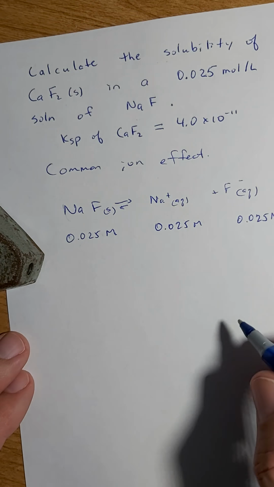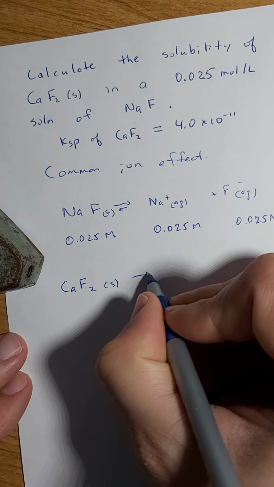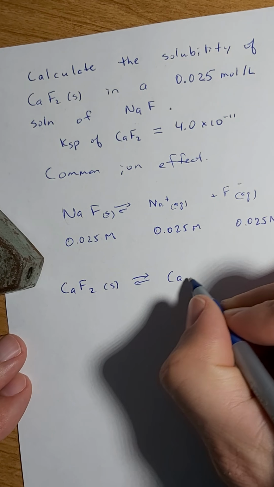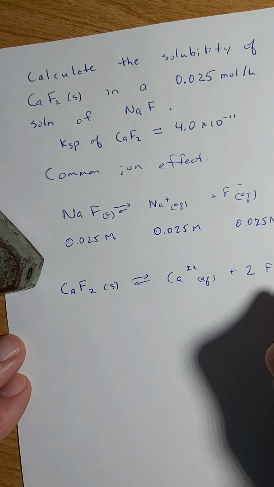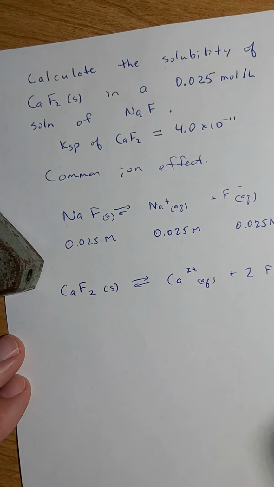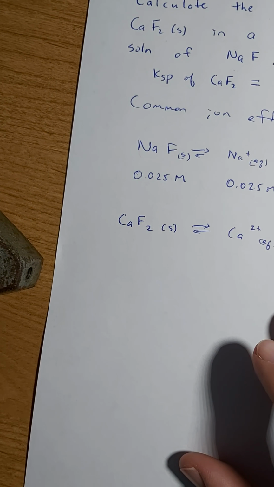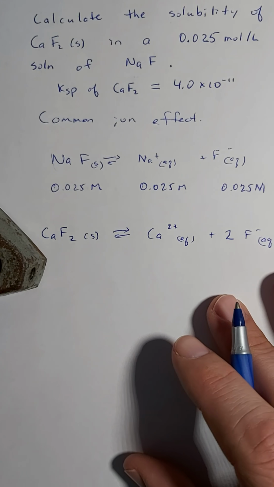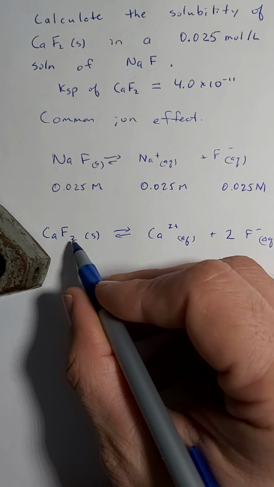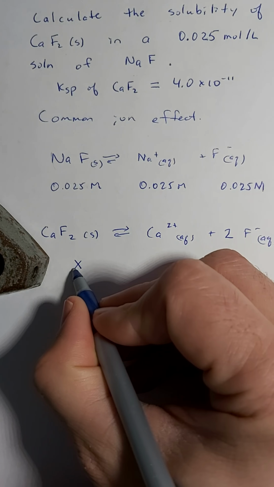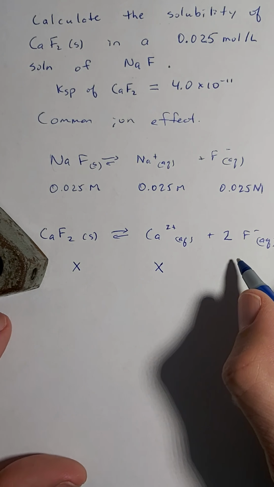Now I'll write the reaction for the one that I'm actually interested in. CaF2 gives Ca2 plus and 2F minus. So how much of this is going to dissolve? We could say X, because I'm not sure. How much of this am I going to get? X. Now, how much of this will I have at the end?